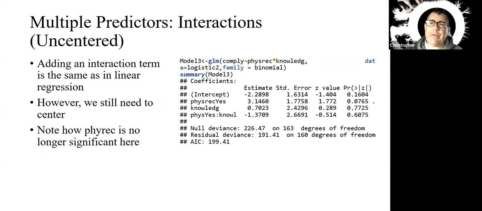Similarly, as we did with linear regression, we can use interactions with logistic regression. Here's an example where we're predicting compliance, not only from physician's recommendation and knowledge, but from the interaction of the two. And we can see when we did that, well, nothing comes out significant. And that brings up an issue that we should talk about again, and that is centering. Physician's recommendation went from being significant to non-significant. That seems a little strange.